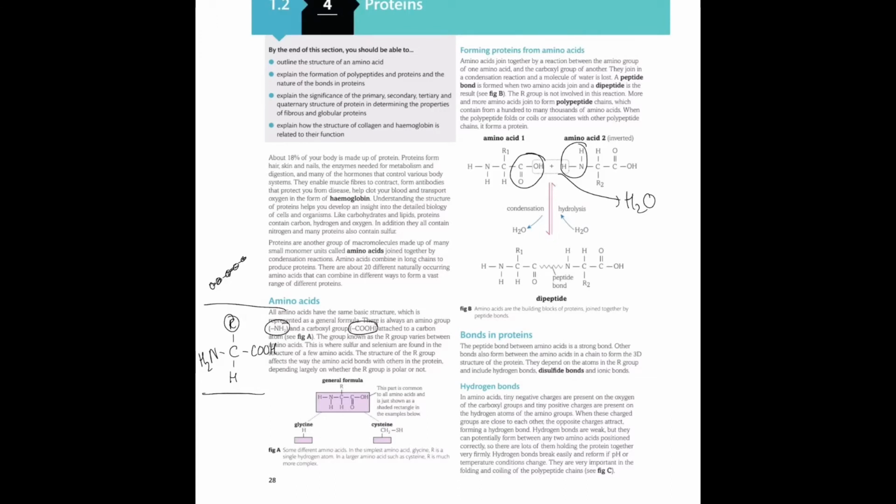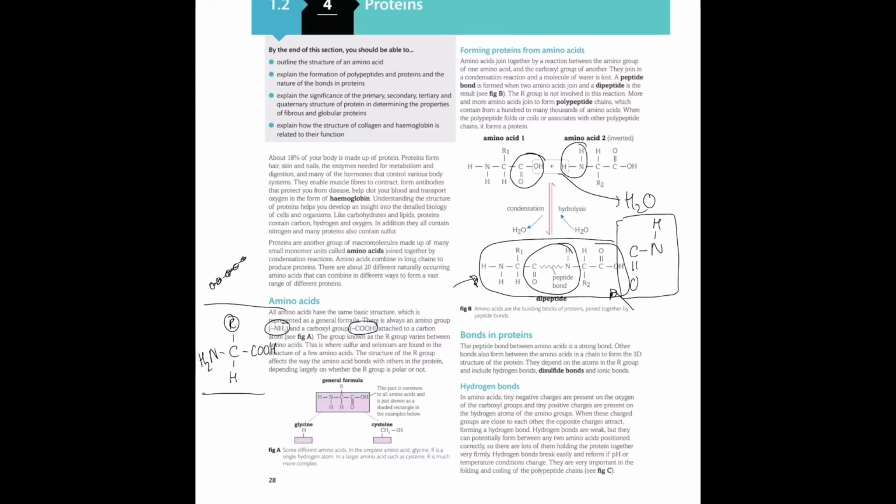So that's the peptide bond. Sometimes in the exam they'll ask you to draw a dipeptide. So that's one peptide, and that's one. So it's making two, so it's a dipeptide with a peptide bond. They'll ask you to circle it. The R group is not involved in this reaction.